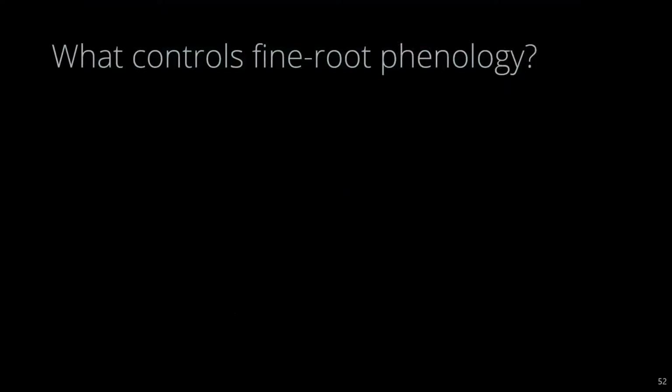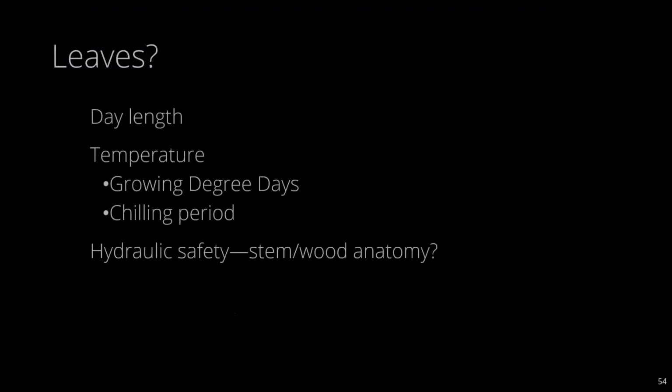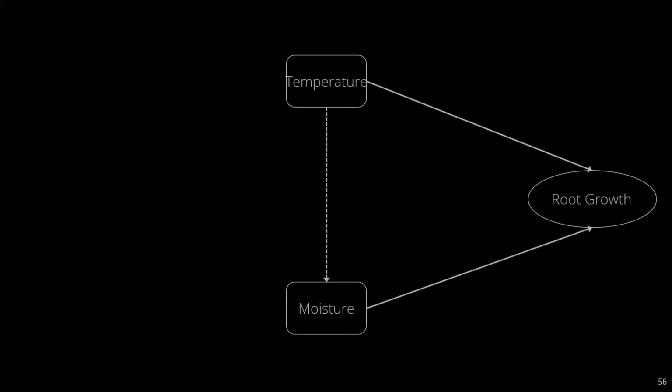So what controls fine root phenology? When we think about leaves, we know some things already. Things like day length, so photoperiod, temperature, both warming and the chilling requirements in many of our northern boreal systems. There may be other traits that have some relationship to the leaf phenology. So different types of wood anatomy may be prone to earlier versus later leaf emergence in the spring. On the root side, we don't have any of those quantitative fundamental understandings of what drives root phenology. But we do know some things. So we can talk about a few of these.